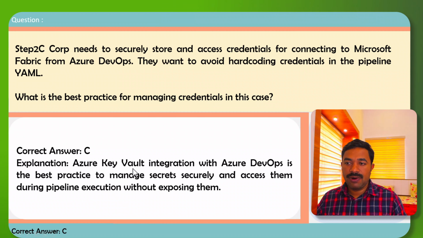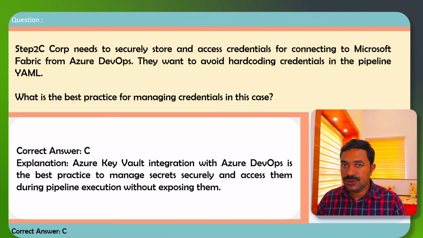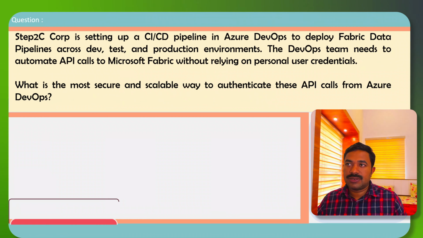Azure Key Vault integrates with Azure DevOps, and the best practice to manage secrets and securely access them during the pipeline is to use Azure Key Vault instead of hard coding them. So instead of saving the details in a YAML file, you should use Azure Key Vault. Save the credential in Key Vault and access the Key Vault from DevOps. So let's go to the next question.